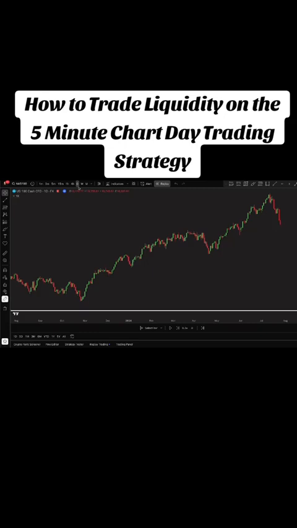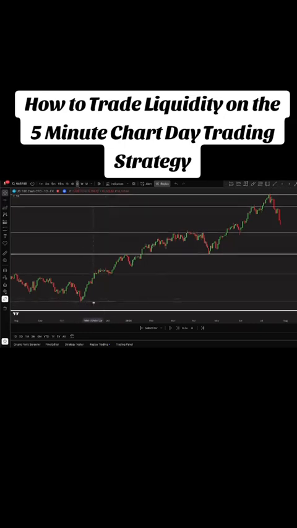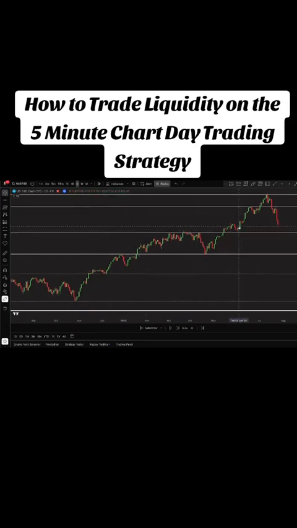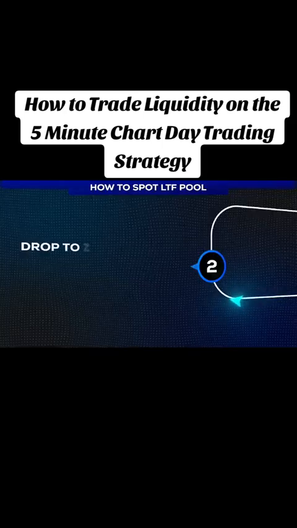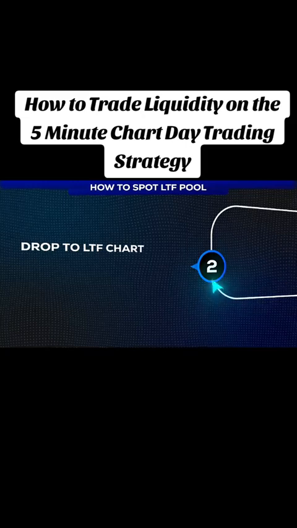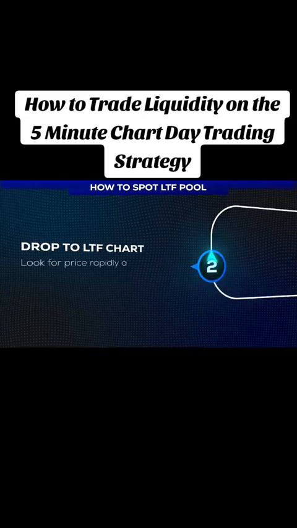You get out to the daily time frame, take your horizontal position tool, and mark up all of the levels of support and resistance so that you can have an easy visual representation of the higher time frame support and resistance levels. Then you can identify areas that have not been tapped yet where the liquidity should be living. Drop to the 5-minute or the 1-minute chart if you're feeling a little bit risky. Now zoom in. Look for price rapidly approaching a zone.